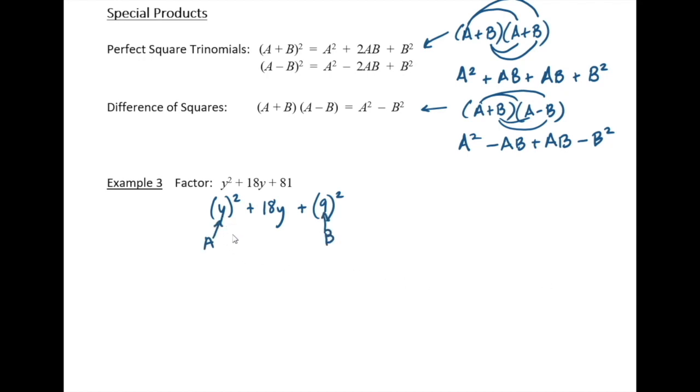Now with a equal to y and b equal to 9, we need to check if 2 times a times b is equal to 18y. And we see that 2 times a times b is 2 times y times 9, which is equal to 18y. So this is a perfect square trinomial. And because the 18y is positive, that means we'd be using this first formula. So this will factor as a plus b to the second power, which will be y plus 9 to the second power.